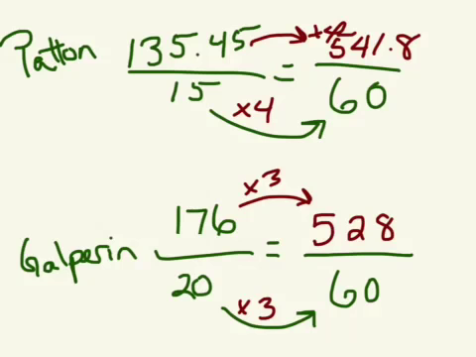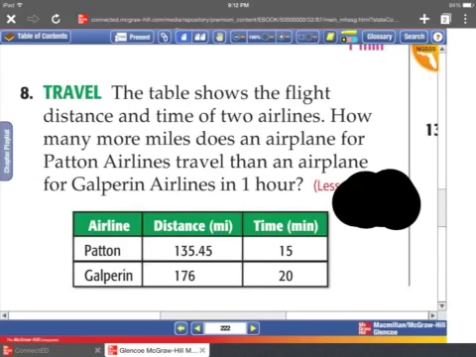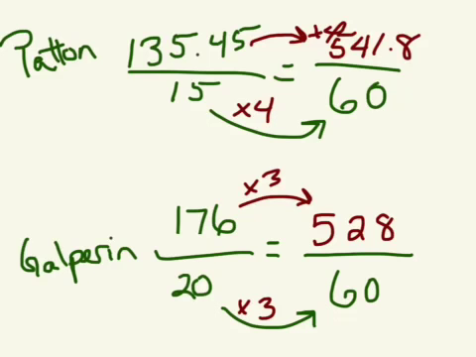So this tells me how far each of these airplanes will fly. This plane in 1 hour for this company can go 541 and 8 tenths of a mile. This plane can go 528 in 1 hour. So I know this plane goes farther. Now the problem asked me to figure out how many more miles does an airplane for Patton travel than an airplane for Galperin. So how many more is the clue that's going to tell me that I need to take this 541 and 8 tenths and subtract 528 from it to find the difference to show me how much further this company goes.